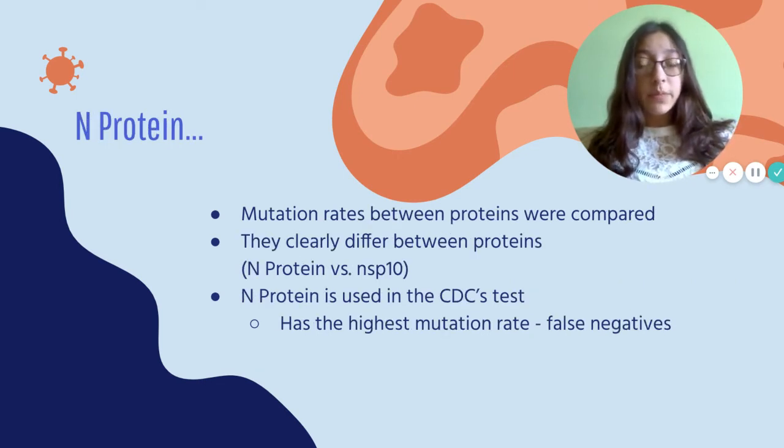So mutation rates between proteins were compared to help decide which region had the lowest mutation rate. They clearly differ between proteins, as I'll show on the next slide. N protein is the one used in the CDC's test, and it actually has the highest mutation rate, which is most likely why there are so many false negatives with this test, and means that a lot of the case numbers we see are actually a lot higher.